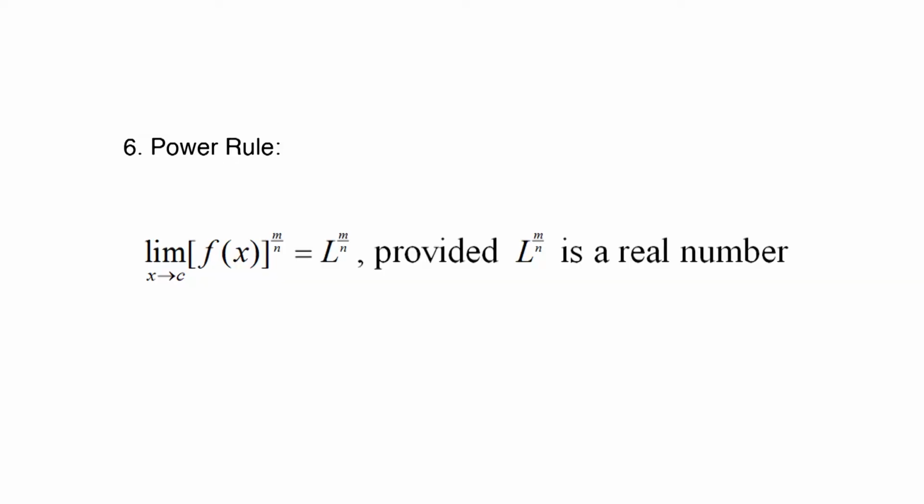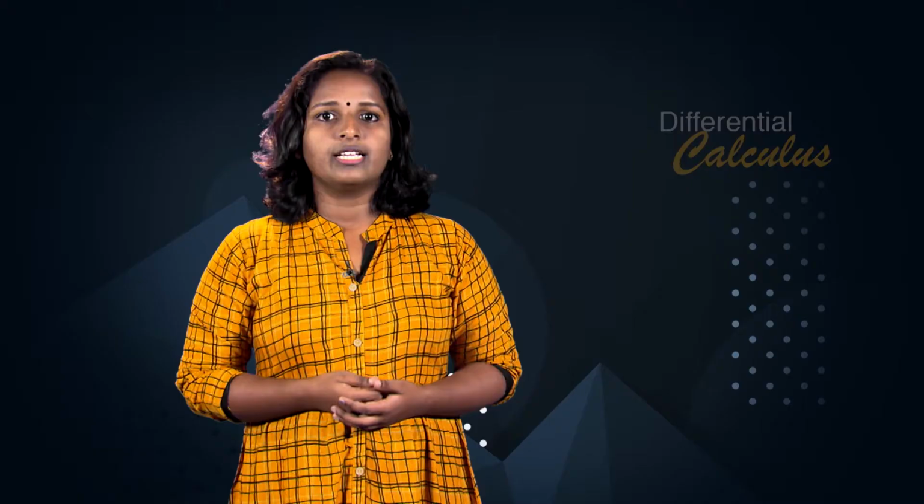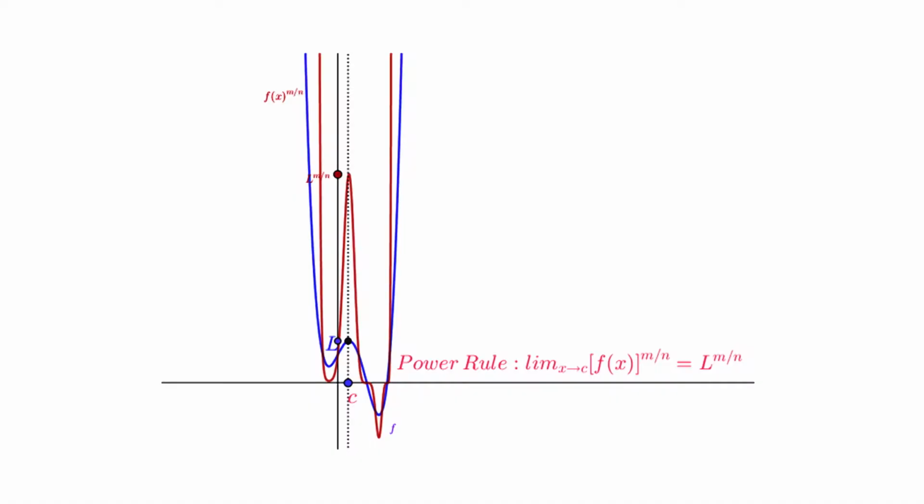Sixth one, power rule. If m and n are integers, then limit of f of x to the power m upon n as x approaches c is L to the power m upon n, provided L to the power m upon n is a real number. That is, the limit of any rational power of a function is that power of the limit of the function, provided the latter is a real number.